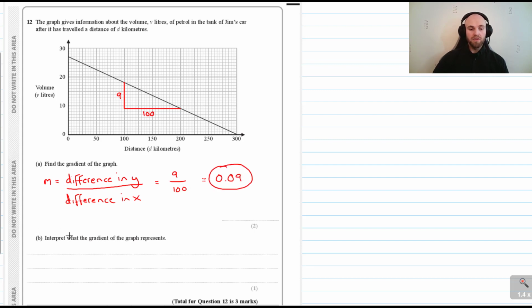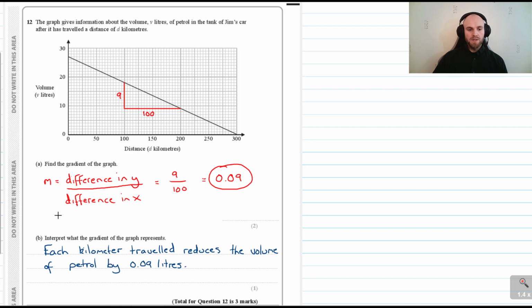Part B, interpret what the gradient of the graph represents. So I put each kilometre travelled reduces the volume of petrol by 0.09 litres. When you do this, try and tell the story of what is going on and try and use the values that they give you. For example, they use litres of petrol and the distances in kilometres. Try and put those in your answer.